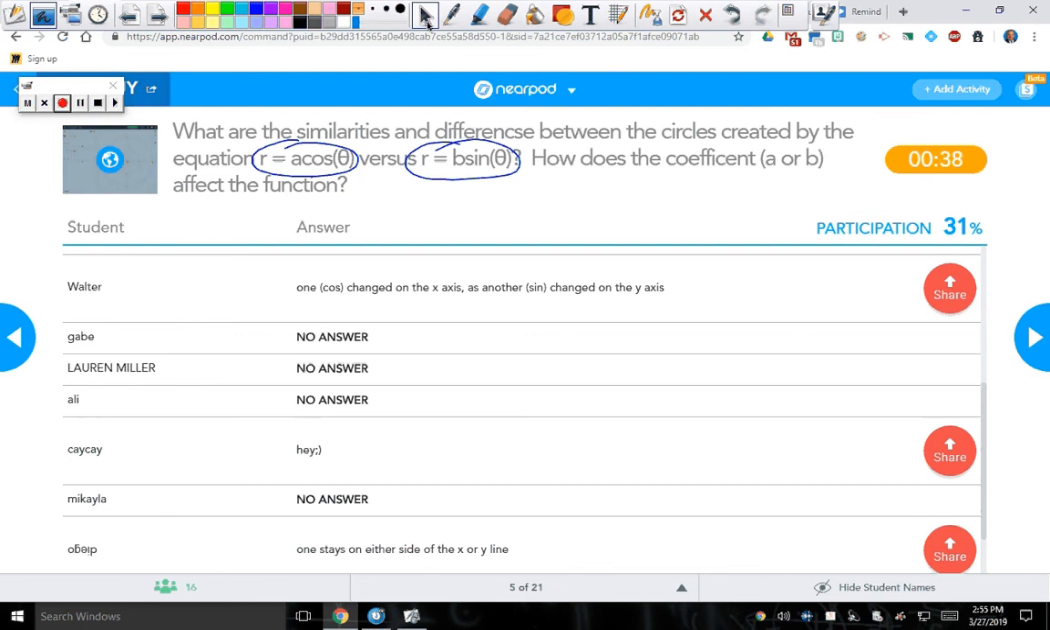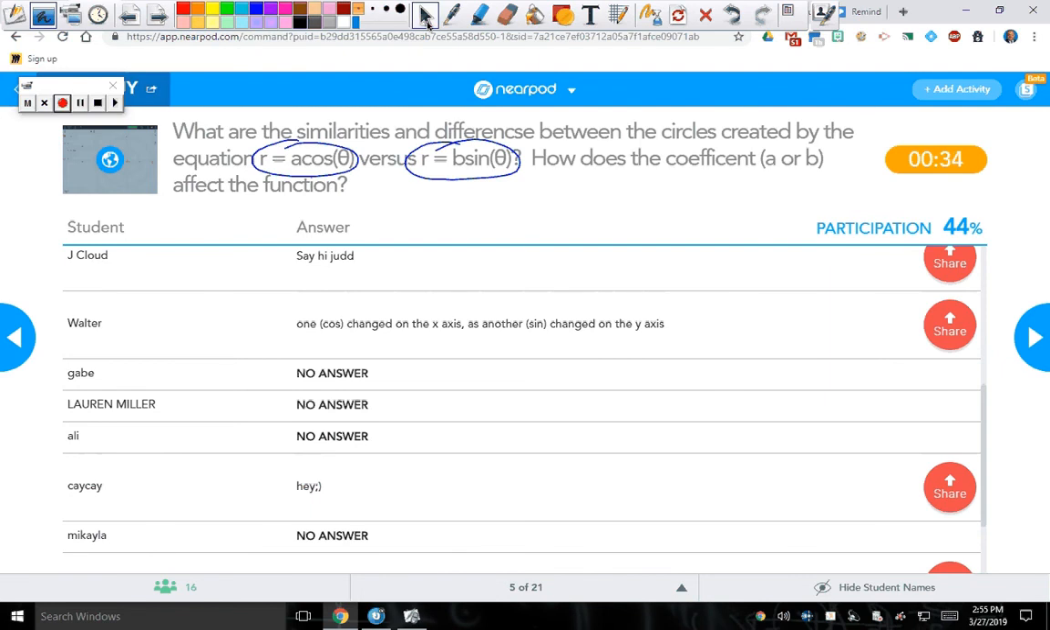Look at them. One cosine change on the x-axis. One is another sine change on the y-axis. Say hi to Judd. Okay. Here we go. Let's move on.